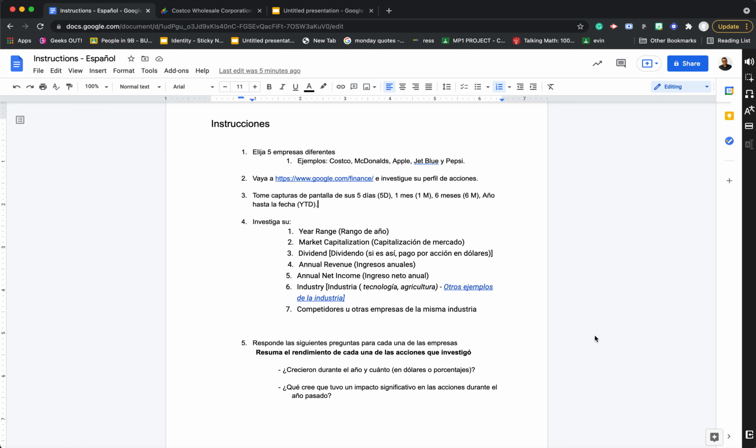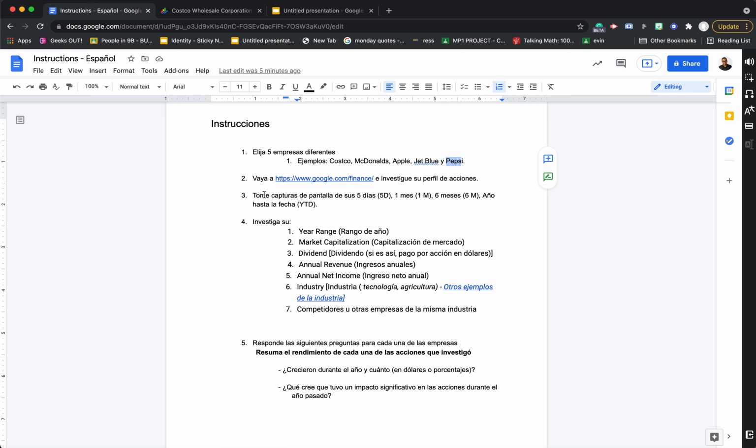Actions for our project. This is an analysis project of stocks. What we want to do is research 5 different companies and analyze their stocks over the past year. First, think of 5 companies that you want to look into. I give you 5 examples here: Costco, McDonald's, Apple, JetBlue the airline, and Pepsi, the soda.